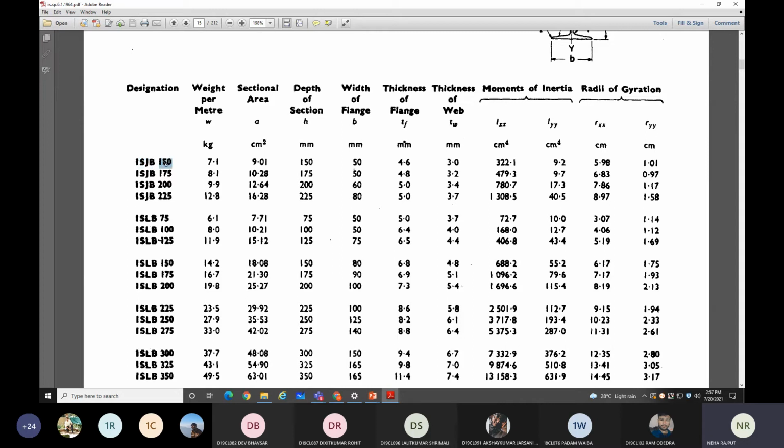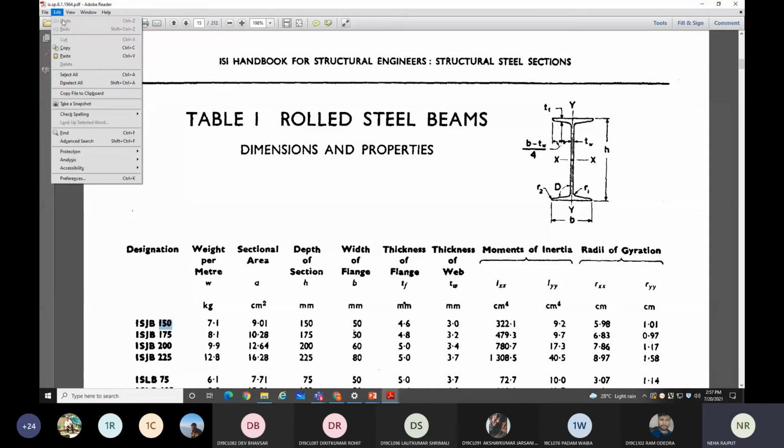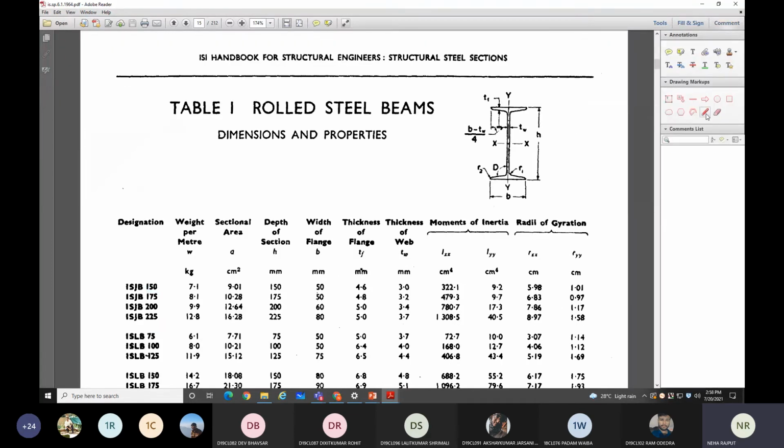Here, ISJB 150. So this 150 represents the depth of the section. That means this height, the whole height of the I section, is represented by this number, 150. This is the full section view, your I section view. So the height will be represented by this number 150. So ISJB means Indian Standard Junior Beam 150.